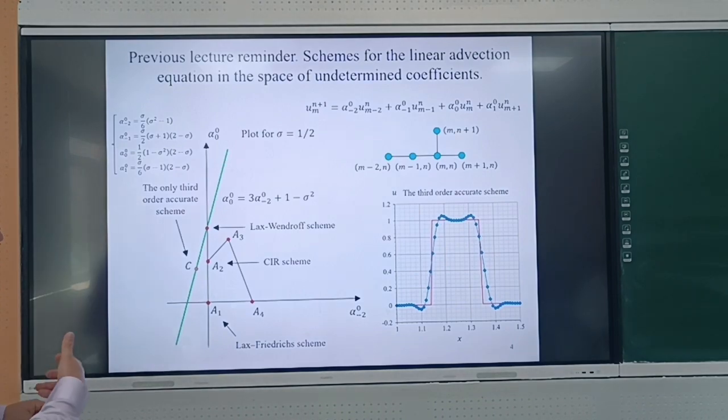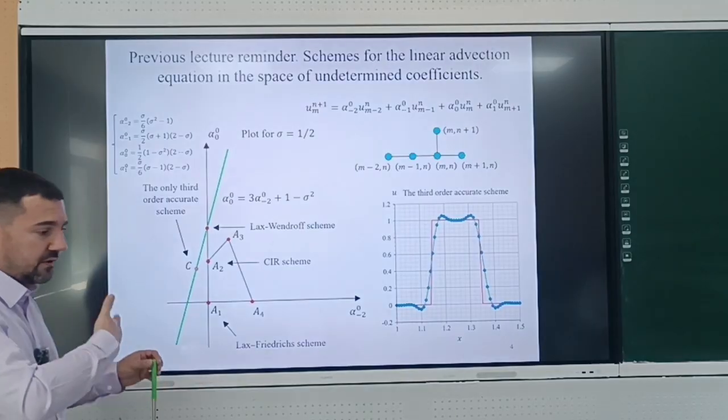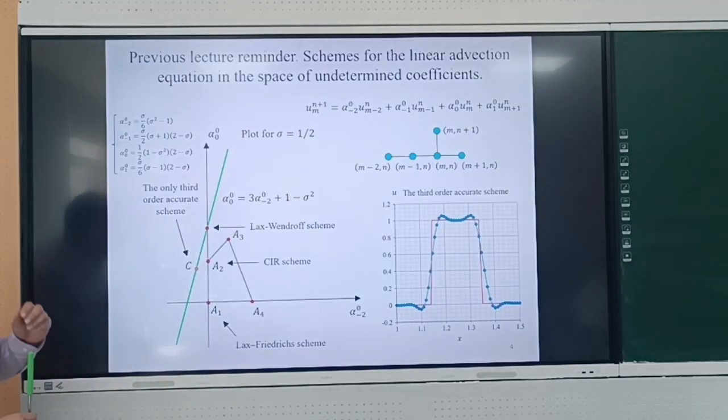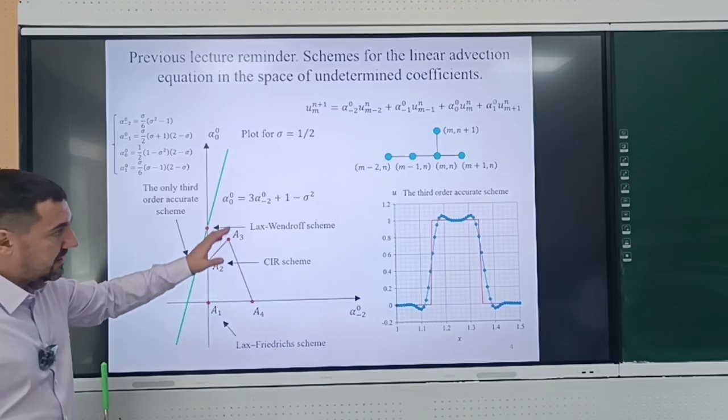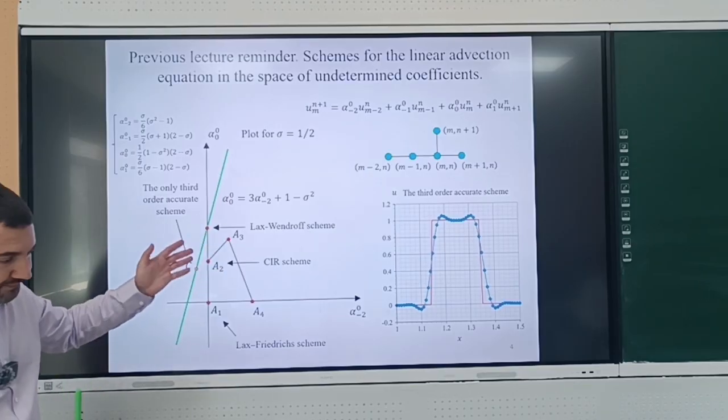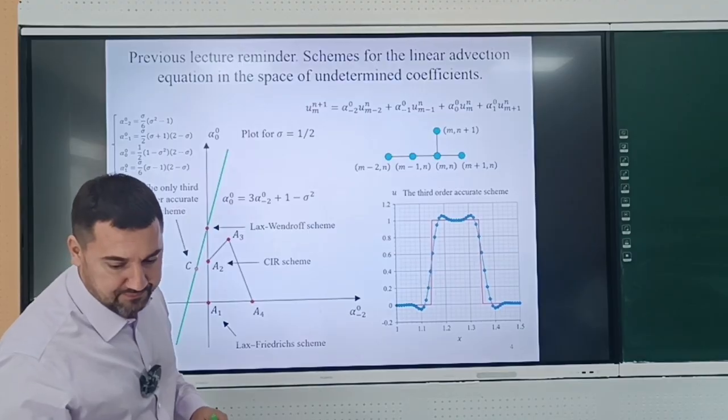Okay, so we analyzed all these schemes, introduced the definition of monotonicity and monotonicity preserving schemes, and established some relationships between these schemes.